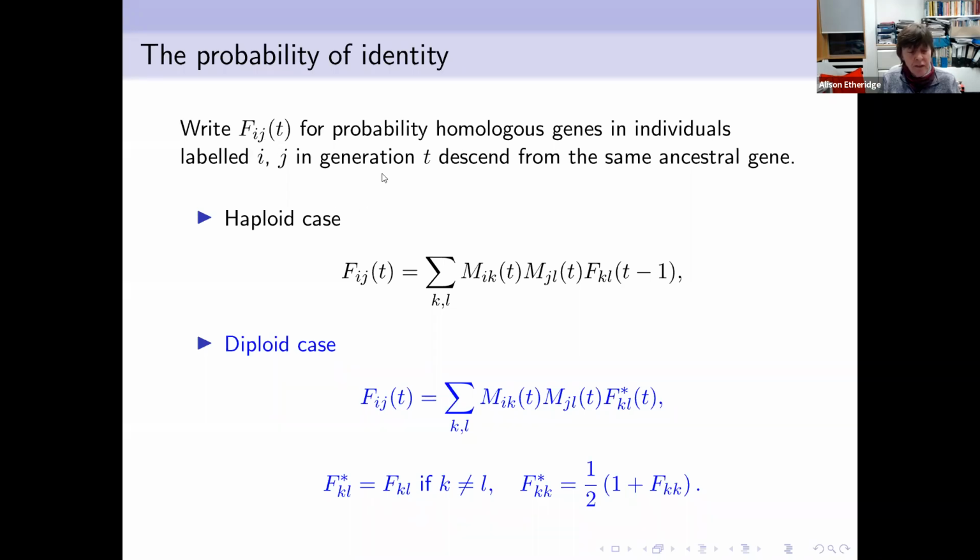So what one can do is write down a recursion for the probability of identity. Let's just do that in the haploid case. I've written the diploid case underneath. It's not much more complicated, but let's think about the haploid case. If I'm haploid, I carry just one copy of this gene, but I was produced by diploid reproduction. So I had two parents. Similarly, the individual labeled J had two parents, and with equal probability, they inherited the gene in question from the first of those parents or the second of those parents.